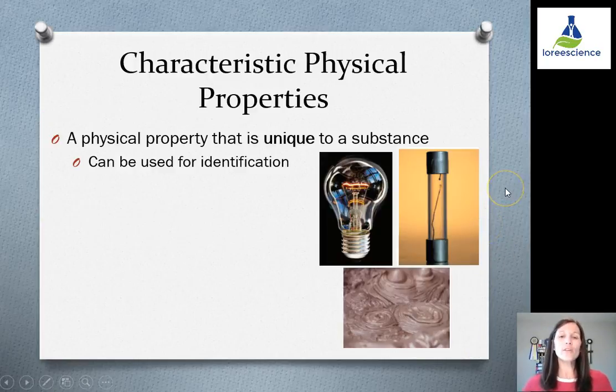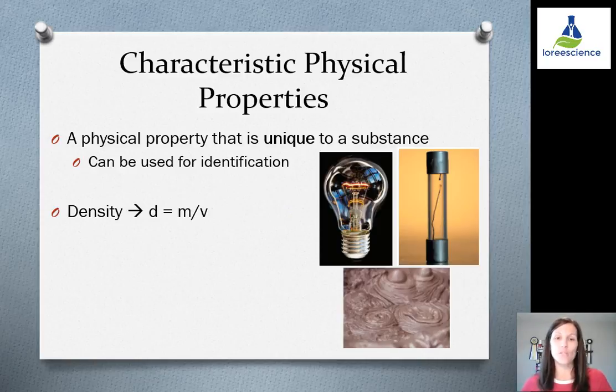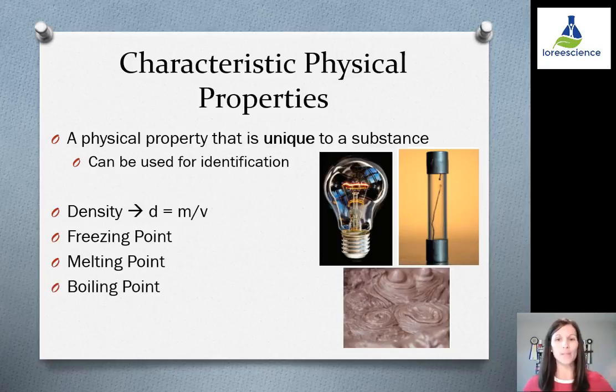Okay. There are characteristic physical properties of all the elements in the periodic table, and that means it's a property that is unique to that substance, and therefore it can be used to identify that element from the other elements. One of the key ones is density, which you would have learned in grade 9, which is mass divided by volume. So it's basically how much of that substance is in a particular space. There are freezing points, the point at which they become a solid. Melting points, the point at which they go from a solid to a liquid. Boiling, going from a liquid to a gas.